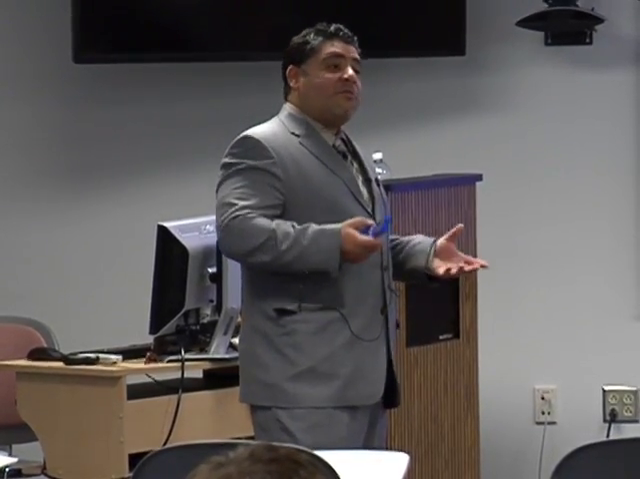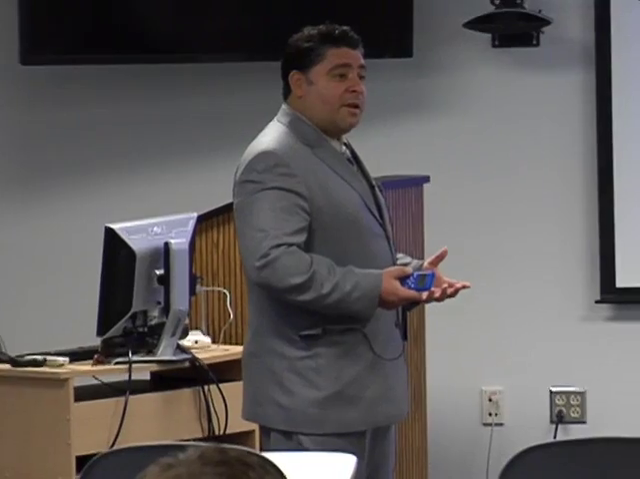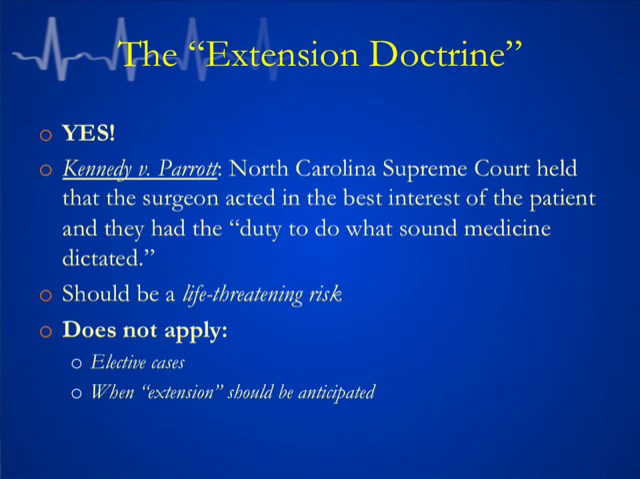So unless it's a federal case, because federal law is the law of the land, you really can't determine how your state judicial system will react in certain situations. Now, the extension doctrine, as they call it, does not apply in elective cases. And when extension should be anticipated, you still have to get informed consent for it. So if it was anticipated, hey, we may have to do this, as well as this, you have to get informed consent. This won't cover you.